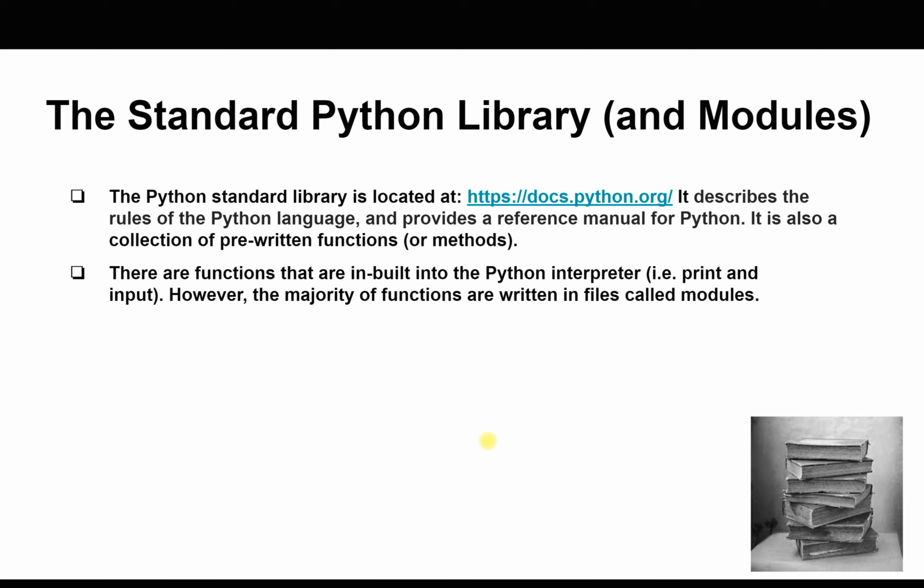There are functions that are built into the Python interpreter, i.e. print, input, float, and format functions. However, the majority of functions are written in files called modules. In other words, the Python Standard Library is made up of many files called modules, which contain pre-written functions.